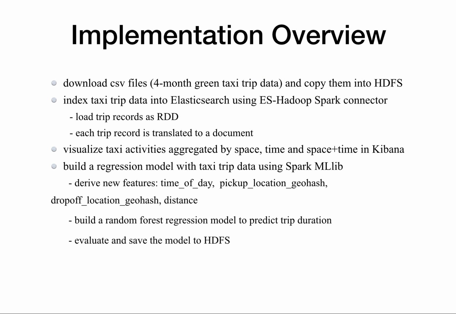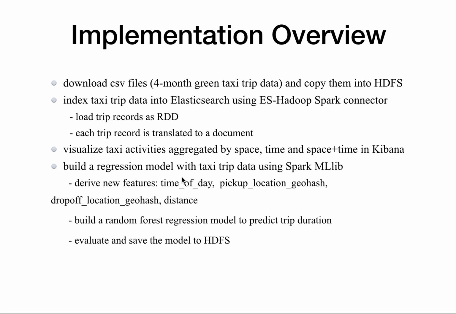Let's take a look at the implementation overview. First, I download the CSV files, the 4 months of green taxi data, and copy them into HDFS. And then I index taxi trip data into Elasticsearch using the ES Hadoop Spark connector. Specifically, I load the trip data as RDD, and each trip record is translated into a document. Then I visualize the taxi activity aggregated by space, time, and by space-time plus time in Kibana.